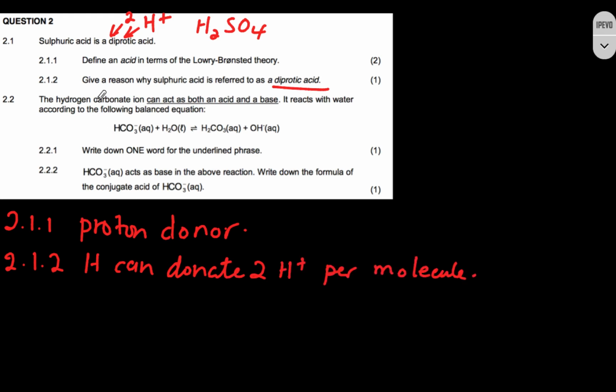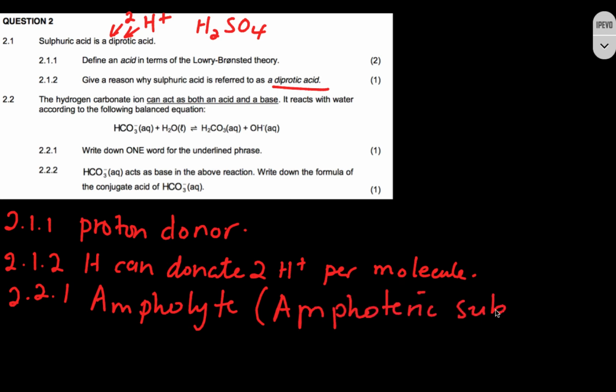And then they say hydrogen carbonate can act as both an acid and a base, underlined, and then it reacts with water according to the following balanced equation. So we can see hydrogen carbonate and then water to produce H2CO3 and the hydroxide ion. They say write one word for the underlined phrase. So can act as both an acid and a base. That's a simple 2.1. A substance that can act as an acid and a base is called an ampholyte, or sometimes an amphoteric substance. Whichever is going to be easier for you to remember would do.